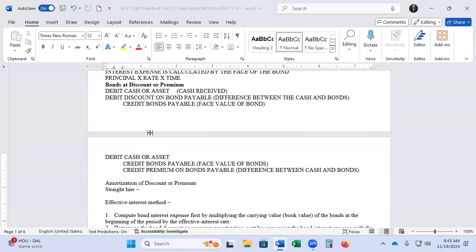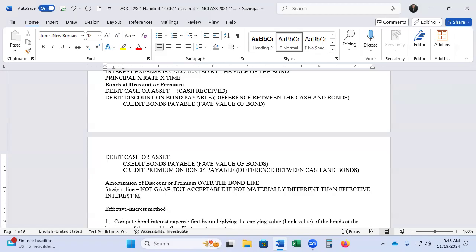Okay. So you would debit the cash, you would credit bonds payable for the face value of the bonds, and then the premium on bonds payable would be different than the cash. Now, we have to amortize the discount or premium over the bond life. And straight line is not GAAP, but acceptable if not material, which means if it's not something that investors would care about on your financial statements, then you can use the straight line method. So I should say not materially different than the effective interest method. That's a better way to state that.